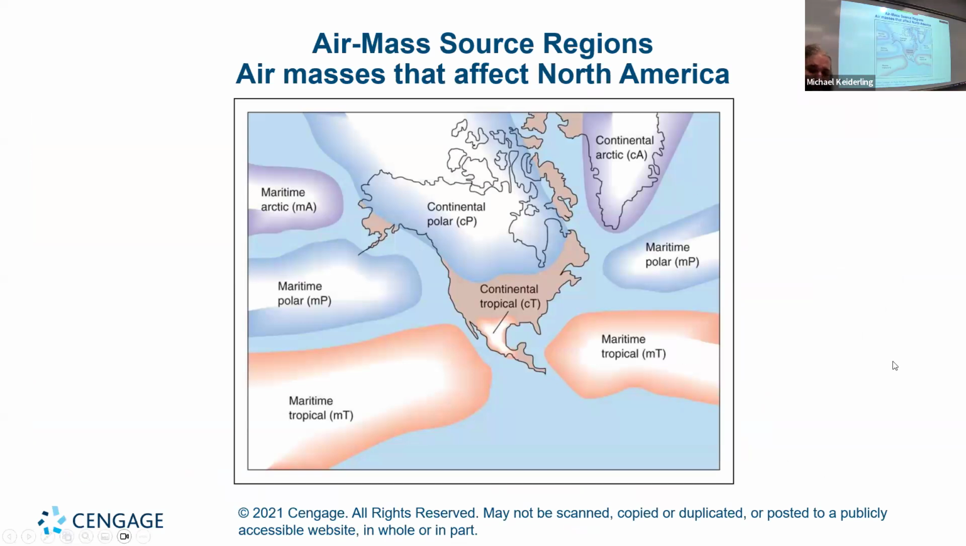So here are some examples of various air masses that affect North America. We have maritime polar, maritime tropical, continental polar, and continental Arctic. And also maritime Arctic up here affecting Alaska.